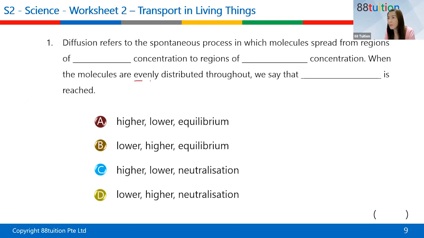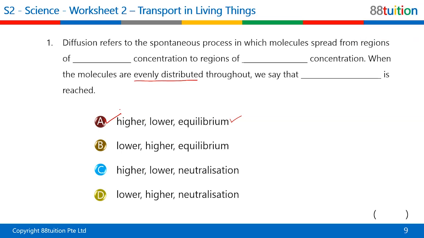So when they are evenly distributed throughout, equilibrium is reached. This is the correct word. You picked up from the video as well, right? Very good. So this is the correct answer. Anaki, you okay with this? Yeah. Good.